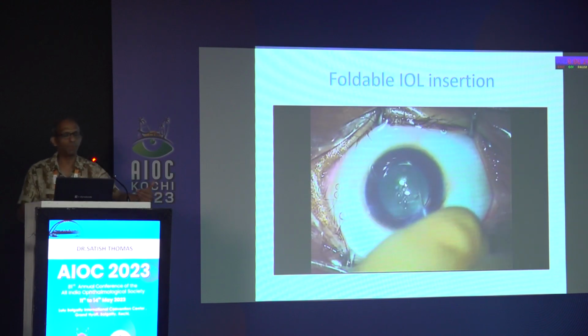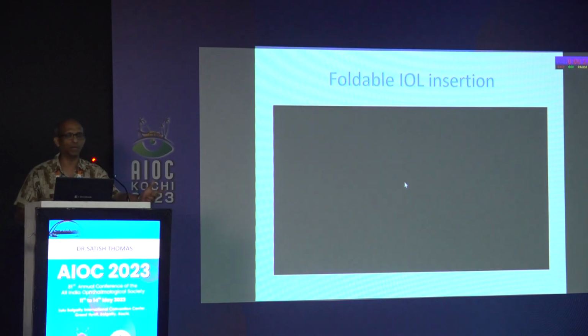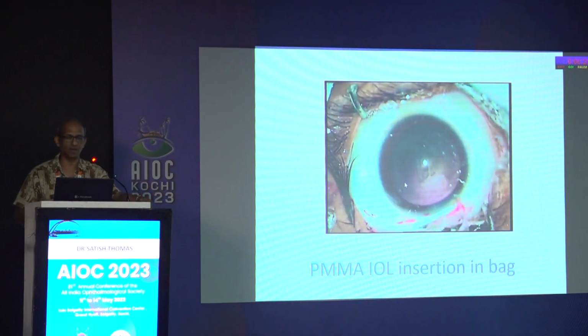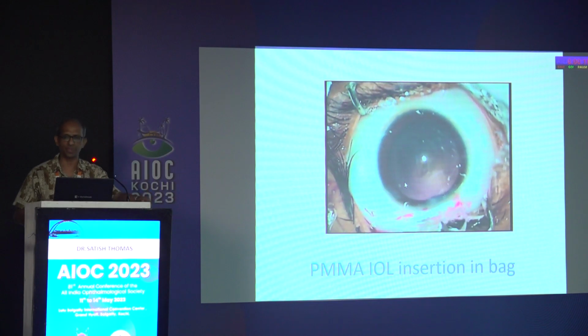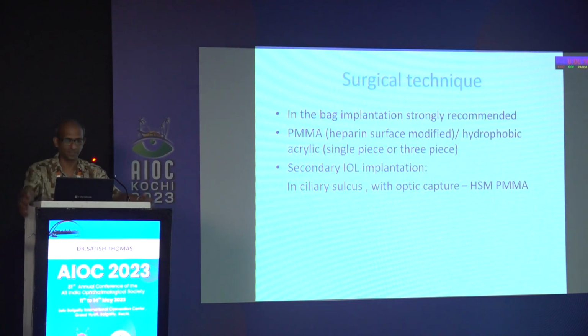You can also implant the IOL and then go behind the optic and do a rhexis after you've done the IOL insertion, so that makes it a little easier. So in the bag, implantation of the IOL is strongly recommended. You could either use acrylic or PMMA, but if you're implanting it in the sulcus, then obviously not a single piece IOL. You could go for a heparin surface modified IOL if required.